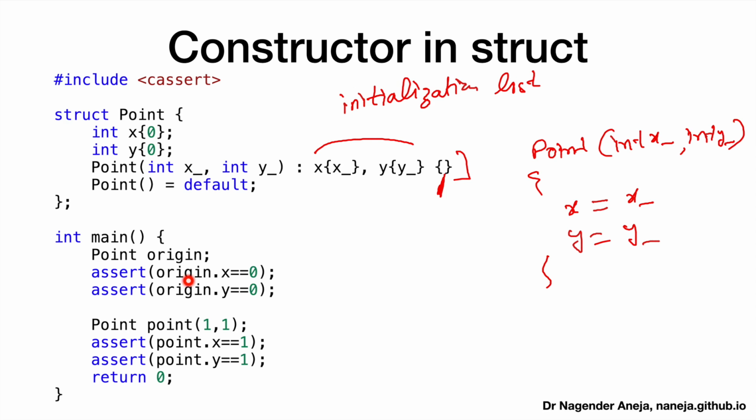So we have origin dot x must be 0. We can use the dot operator because this is a structure and this is public by default. Similarly, we can create another object, point11, and this constructor will be called now, and both x and y will become 1. And we can say point11 dot x is equal to 1 and point11 dot y also equals 1.